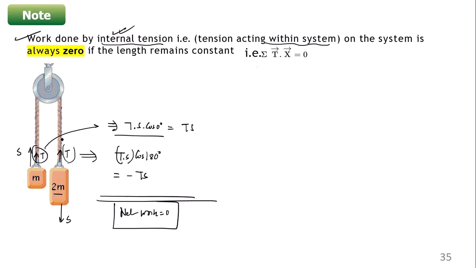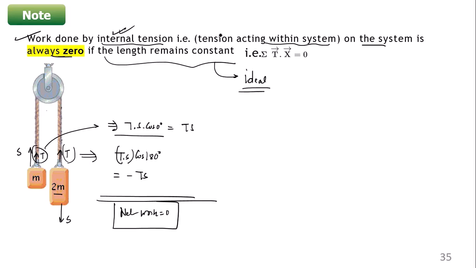The rope is part of our system, so inside that string the tension will be there. String is a part of the system, so on the system it is always zero. Why? Because length remains constant, because I am talking about the ideal string. For an ideal string, the work done by the tension is always equal to 0, because one may be a positive number, another may be negative. Both cannot be of the same sign.